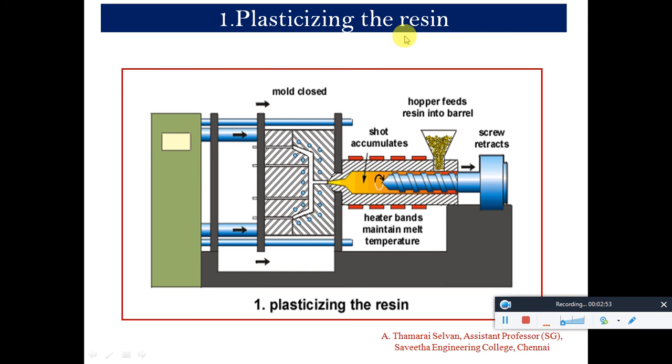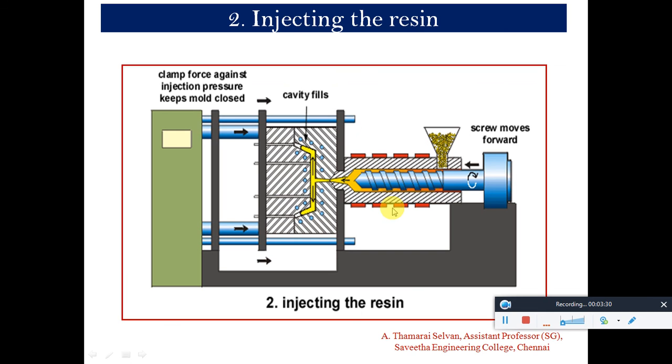So here is how plasticizing the resin takes place. In the hopper we feed the resin into the barrel, and because of the heater bands, which are maintained at the melting temperature of the resin and attached to this barrel, the barrel will heat up the material we fed inside, and slowly it will get into the die. So this heating arrangement along with the hopper feeding resin into the barrel is involved in plasticizing the resin.